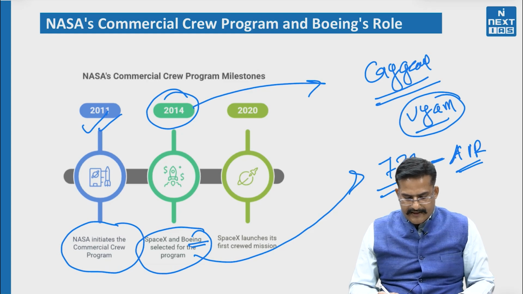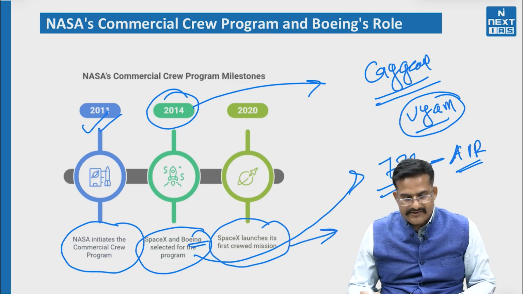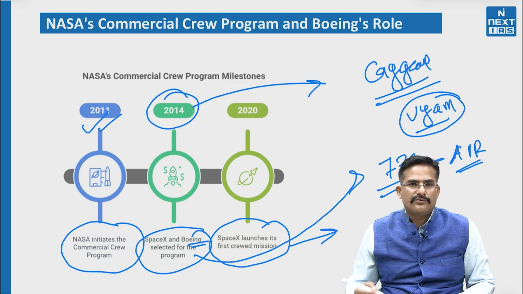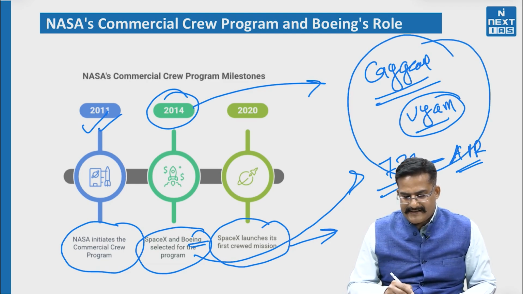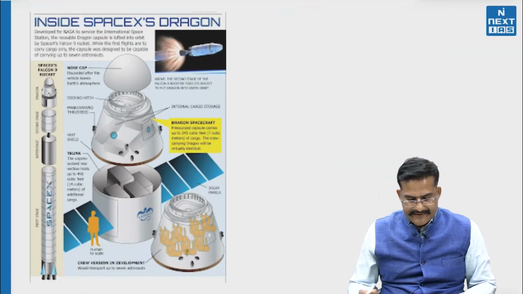Also in 2020, it is SpaceX which launched the first crew mission for NASA, and it is the first private company of the USA to launch a human spacecraft. And I have already given the example of Gaganyaan. We are also supposed to launch our Gaganyaan, that is the human space mission, in the next few months, right?